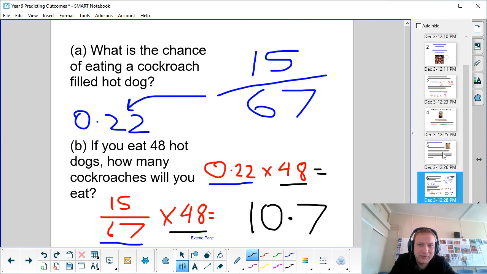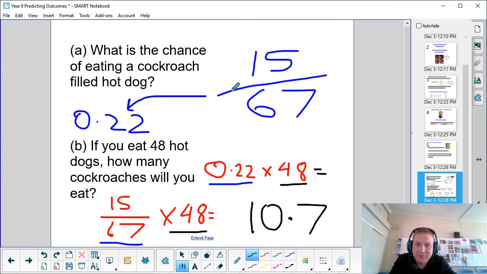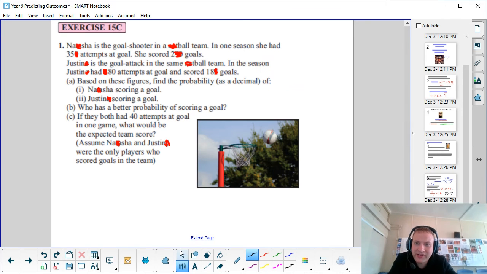Okay, so that's what we're doing. We're taking a situation, making probability out of the numbers involved, and then applying that probability to a number of experiments. All right, so if you want help getting started with your work, I've taken question 1, I've just adapted it a little bit and changed the names, changed the numbers.